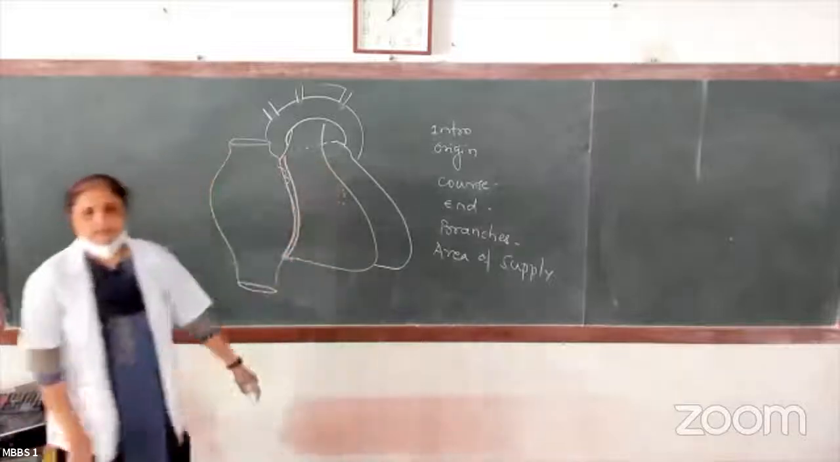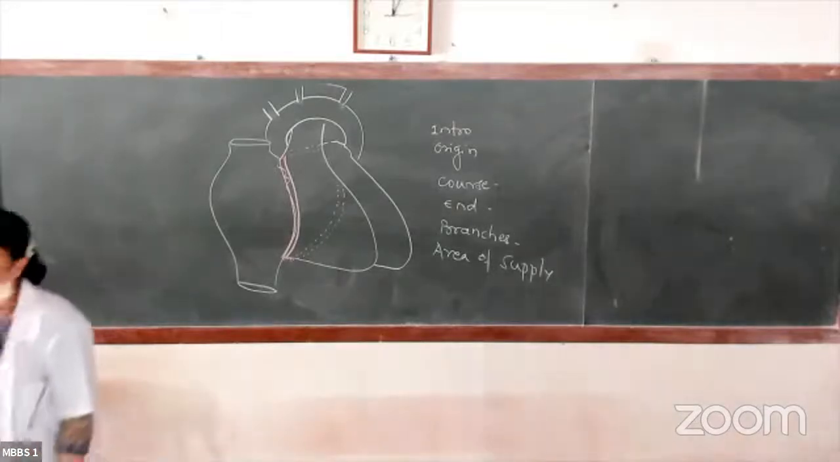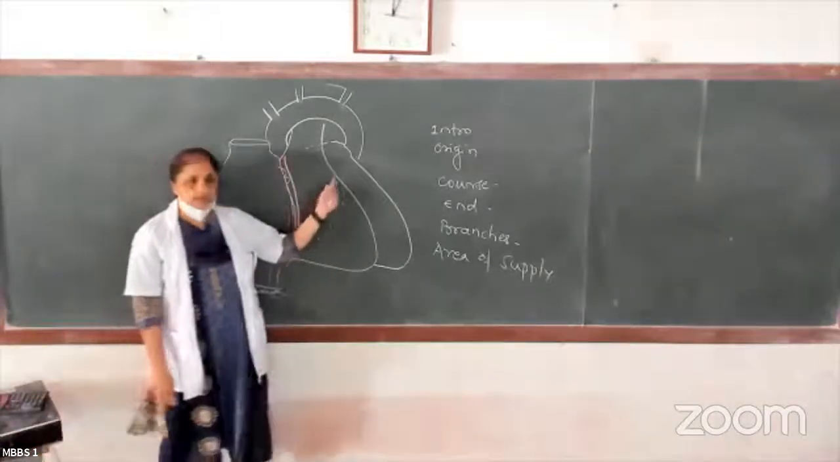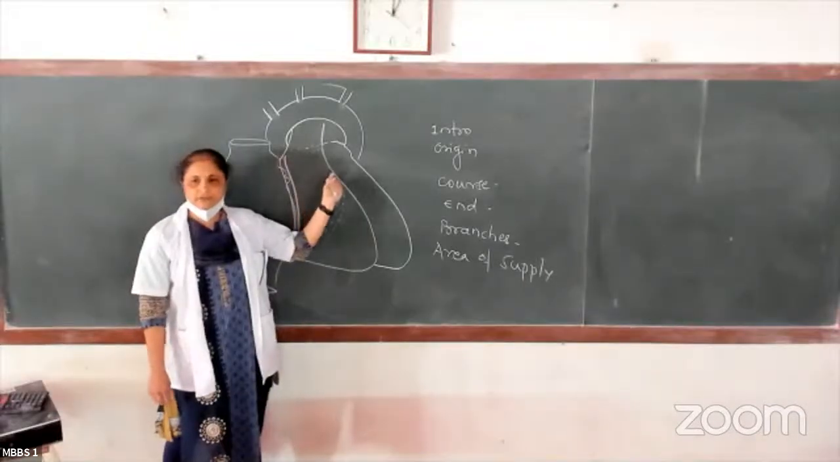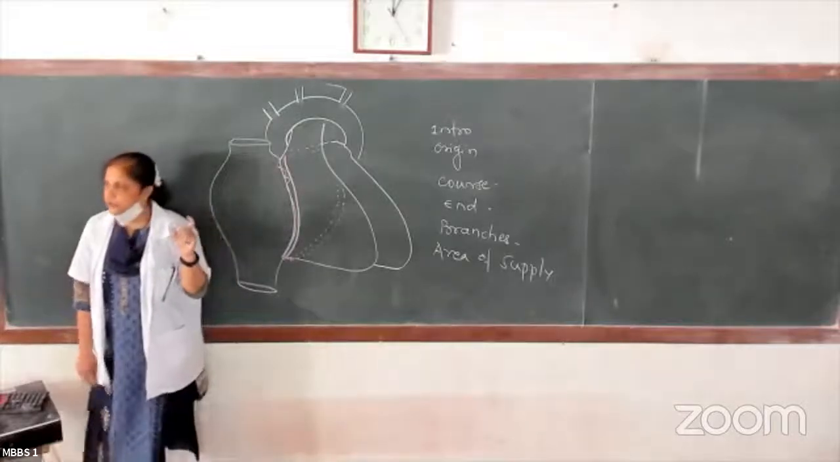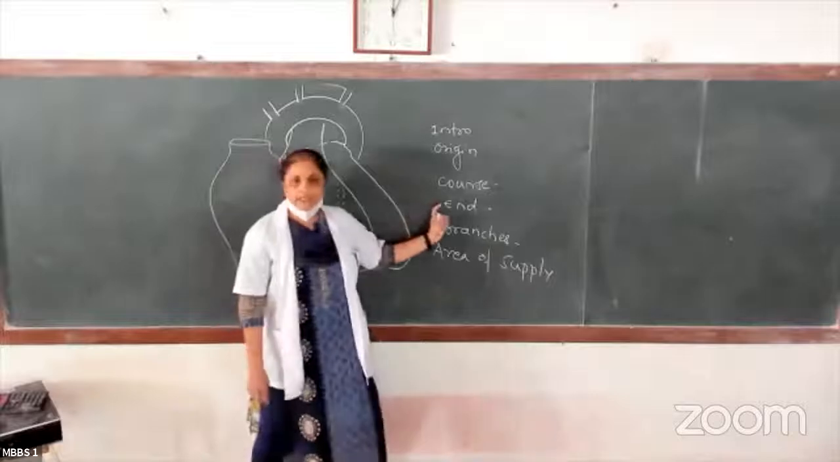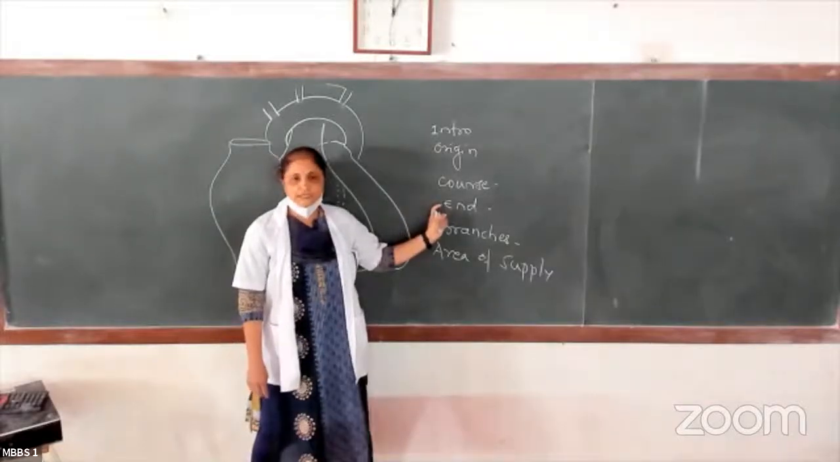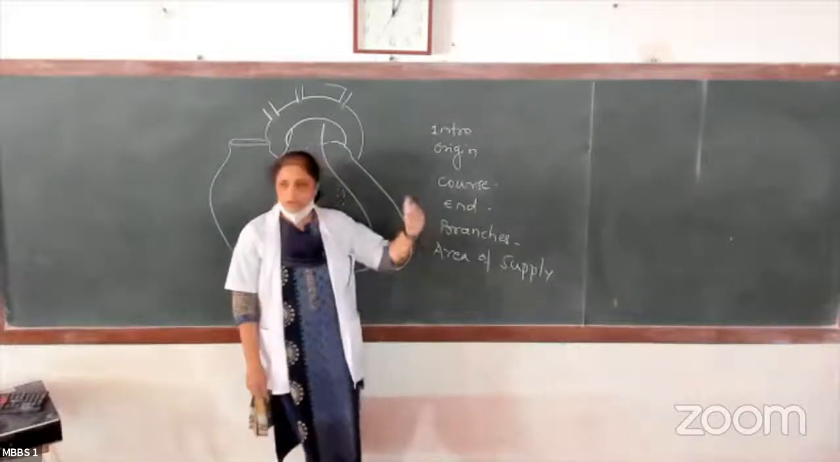Anastomosis with the circumflex branch of the left coronary. Sometimes, anastomosis with the circumflex branch of the left coronary. That way, it will aid by anastomosing the circumflex branch of the left coronary artery. Okay, that is the course of the right coronary. After the course we have mentioned the end also, it is ending by anastomosing with the circumflex branch of the left coronary artery.